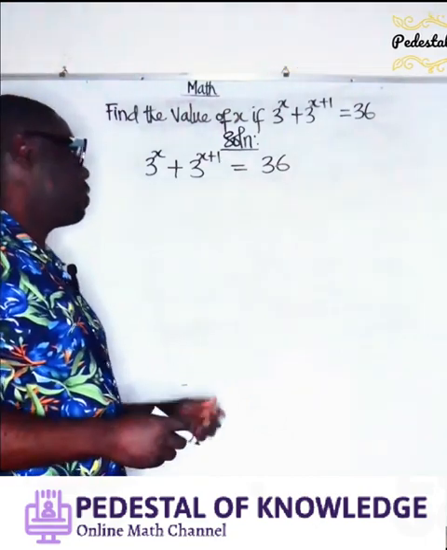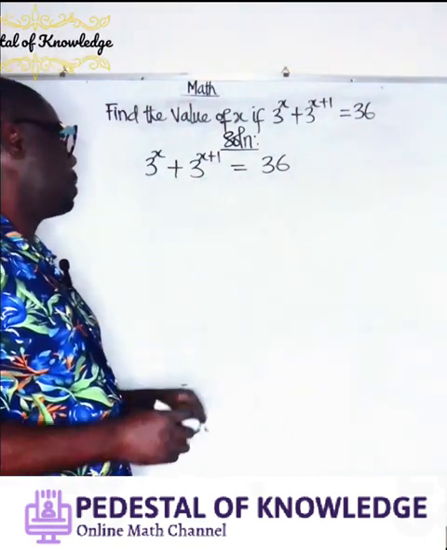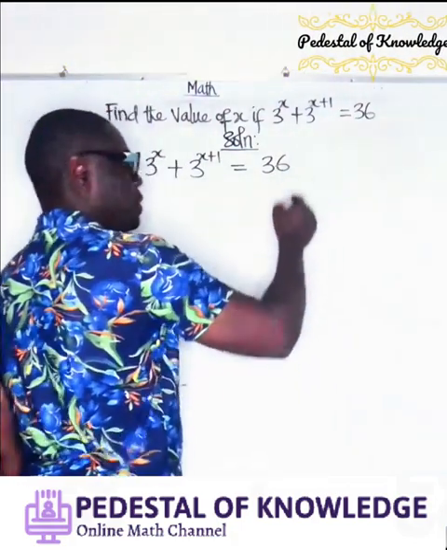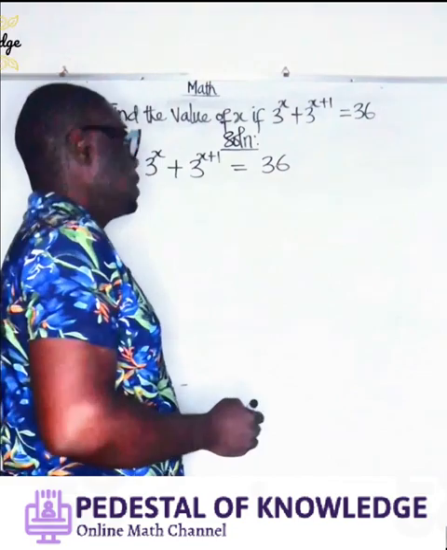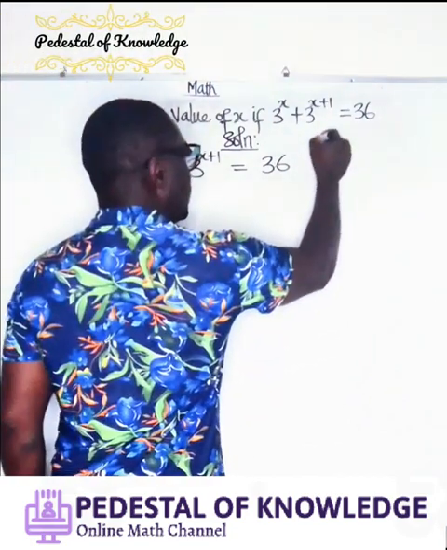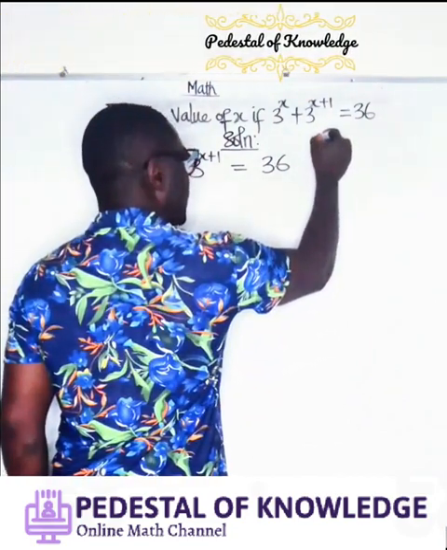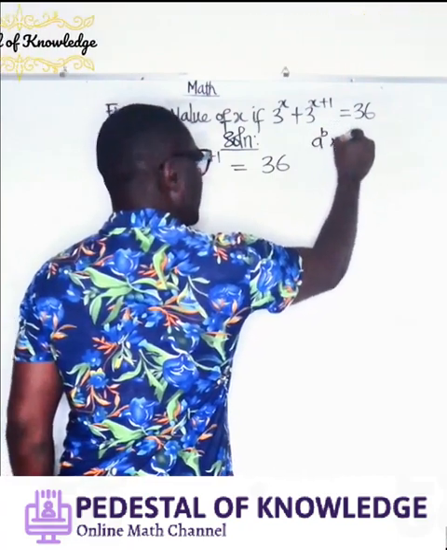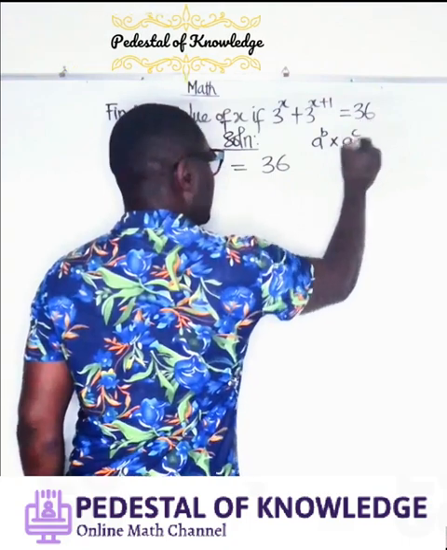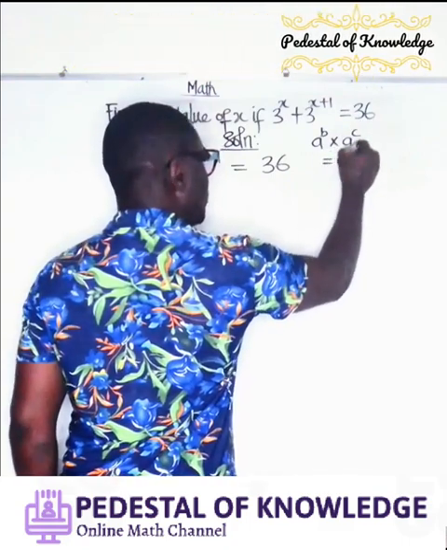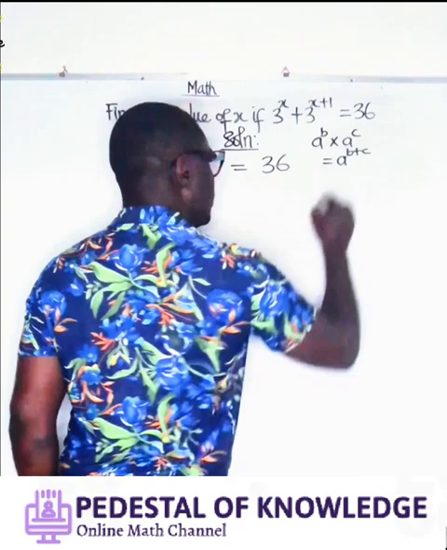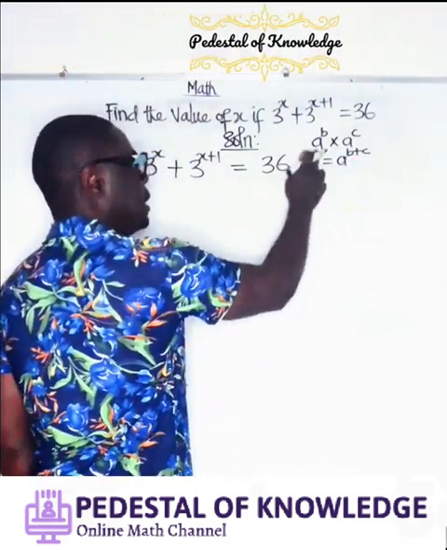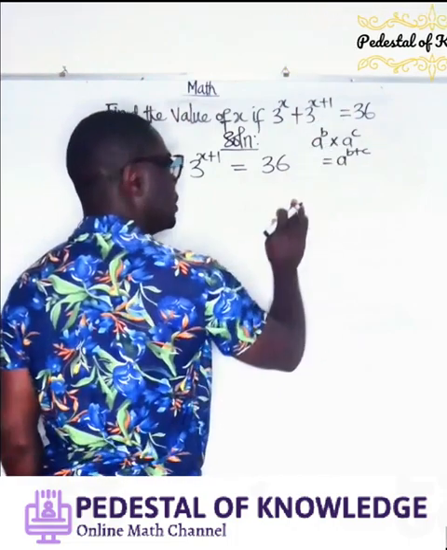We're going to engage the law of indices to break down 3 raised to power x plus 1. Please don't forget that the multiplication law of indices states that when you have something like a raised to power b multiplied by a raised to power c, the result is equal to a raised to power b plus c. So when you have a raised to power b plus c, we can still write it as a raised to power b times a raised to power c.